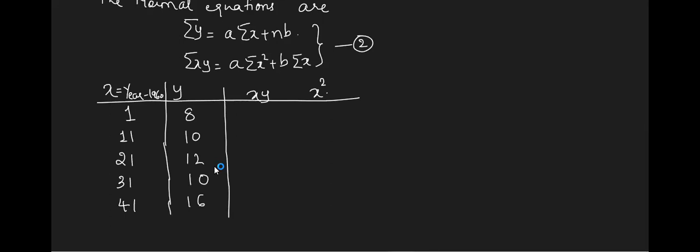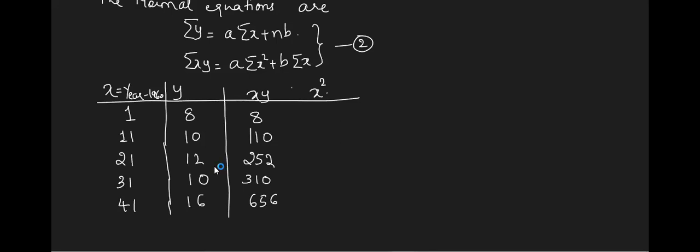Now multiply. So corresponding x and y values you multiply. 1 into 8 is 8. 11 into 10 is how much? 110. 21 into 12. 252. Next, 310. Easy. 41 into 16. 656.